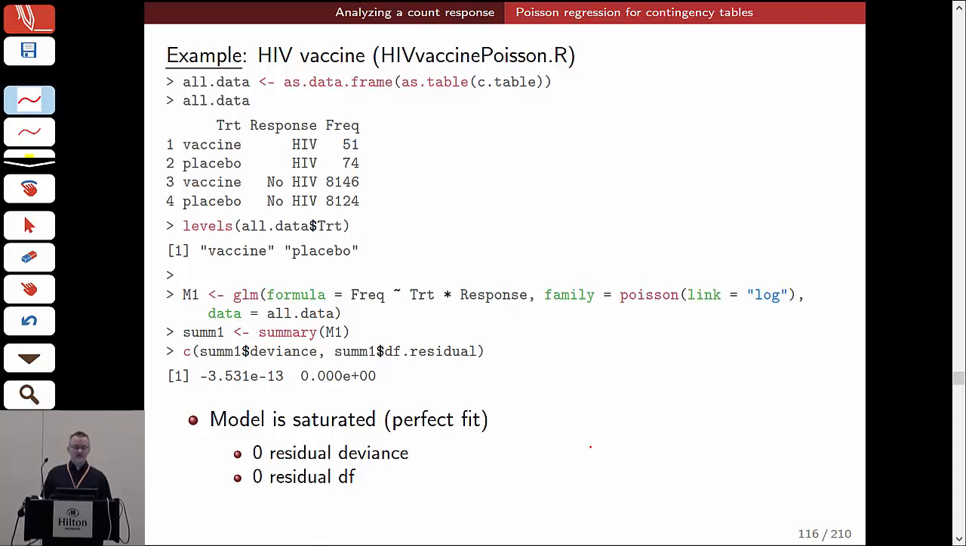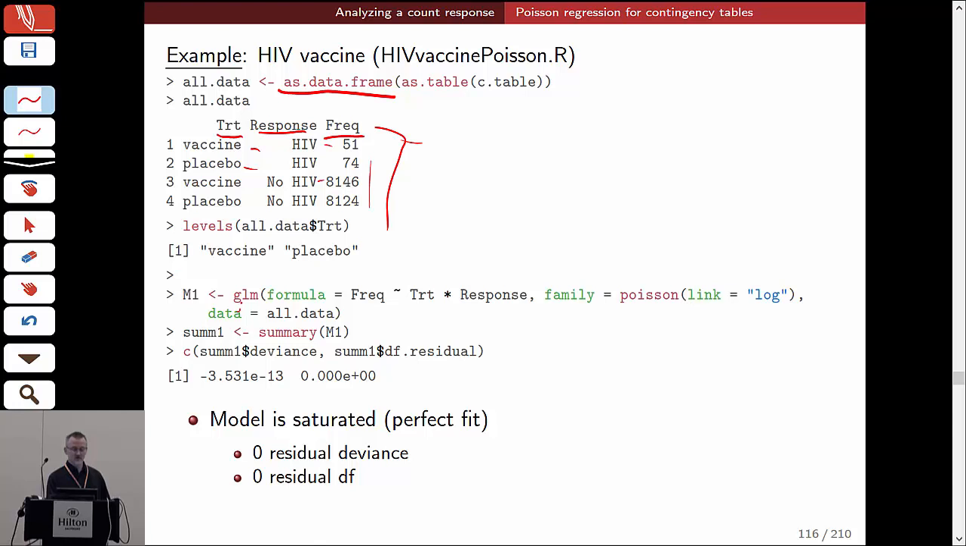So here's back to the HIV data. If we want to fit this as a model, rather than having it in table form, we have to have it as a data frame. So we're taking our previous table and converting it into a data frame as follows. Now we have three variables within our data frame: treatment, response, and freq. And we have exactly what you'd expect the data to look like. We have our 2 levels of treatment, our 2 levels of response, and the corresponding counts for each one.